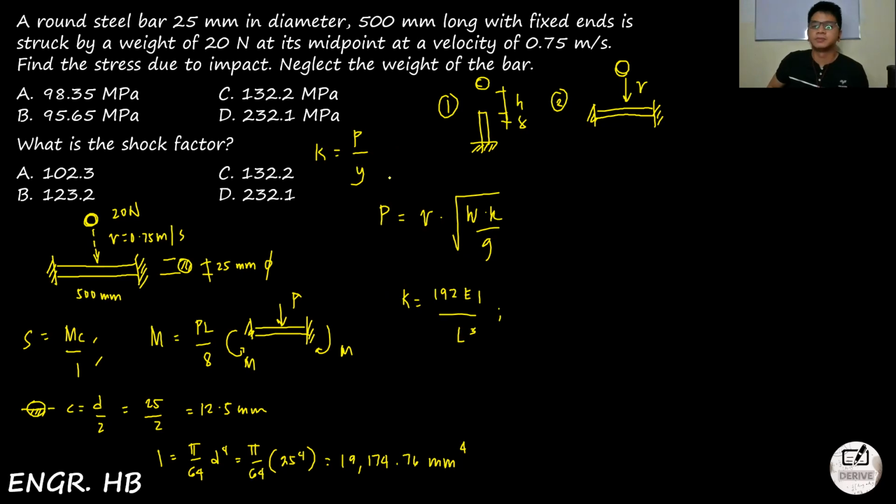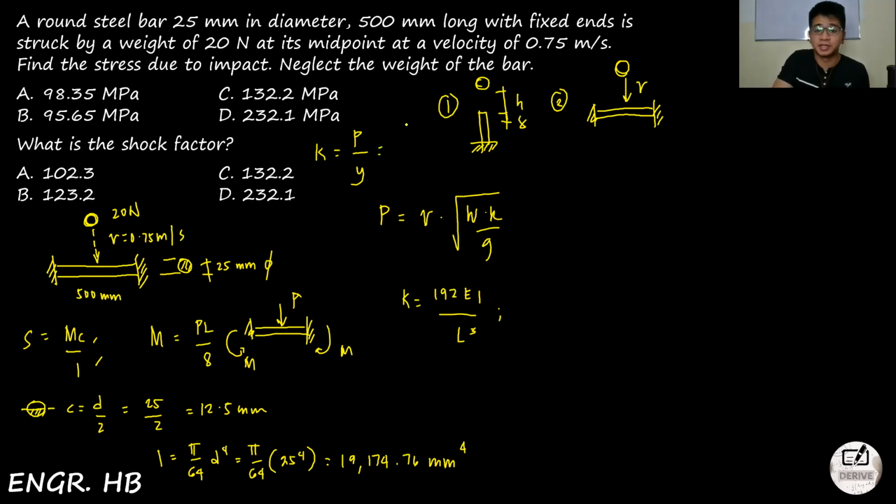Kapag simple supported, so P divided by PL cube divided by 48 EI. So lalabas, cancel yung P. So that will become 48 EI over L cube. So parang ganito lang yan. At this scenario, this is a fixed end. So the constant above is the 192. So that will become 192 EI divided by L cube.